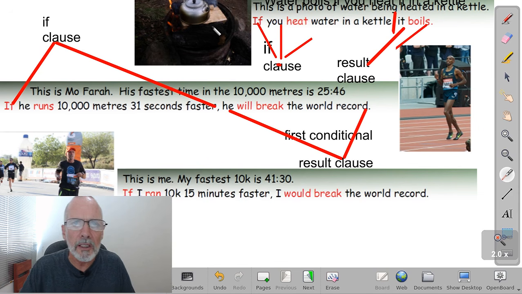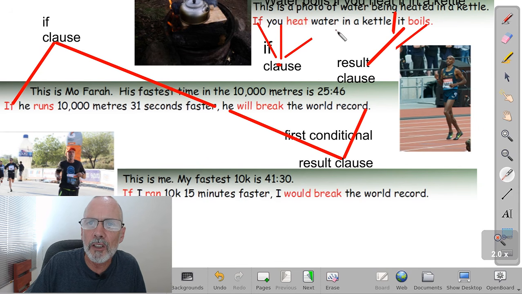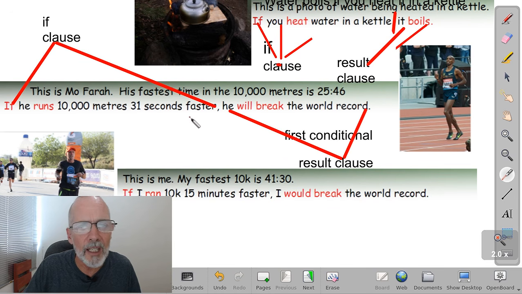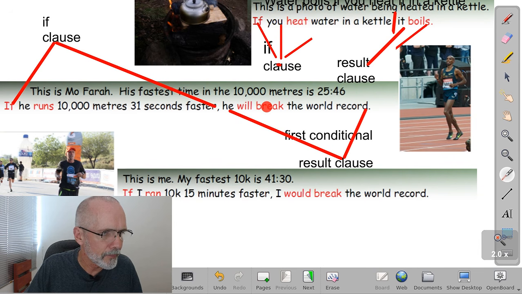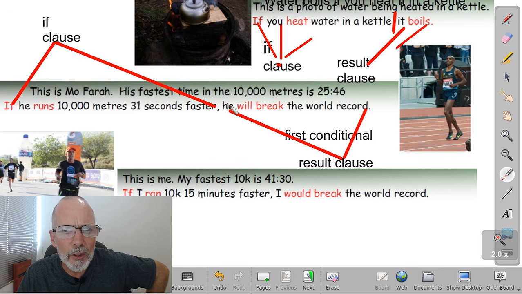But you will notice that in this one, which is the zero conditional, here the verb is in the present, and here the verb is in the present. But here we have the verb in the present the same, but here we are using the future simple. Will break. Good. So this one is called the first conditional.